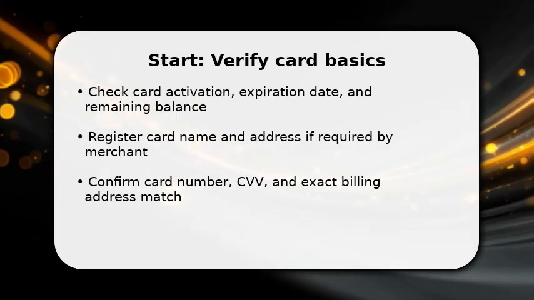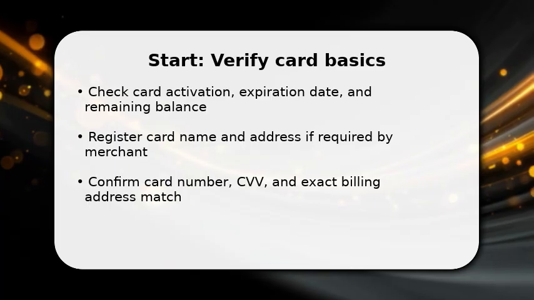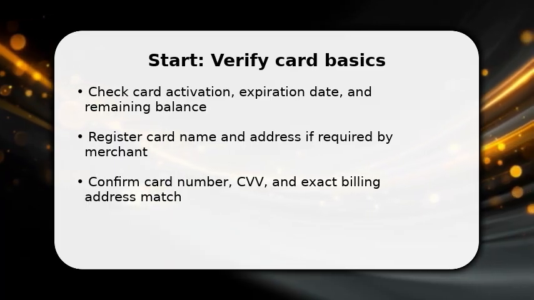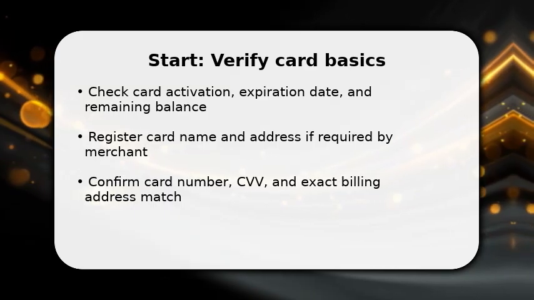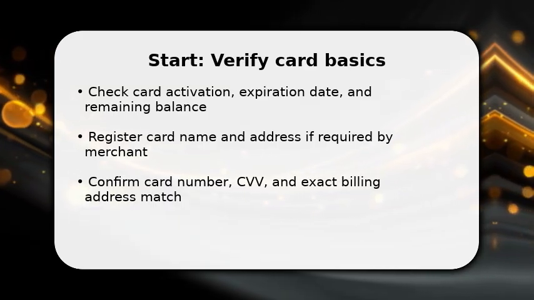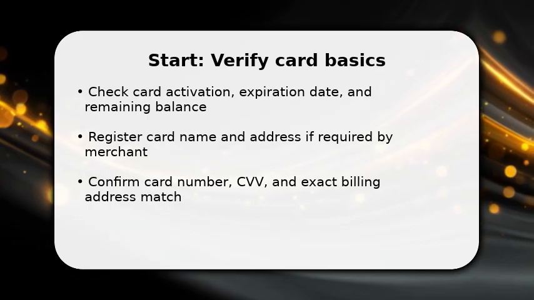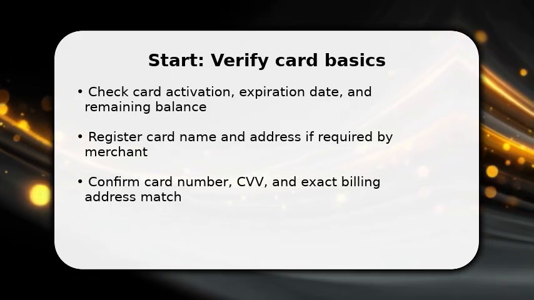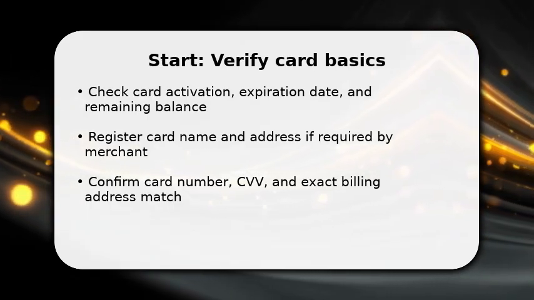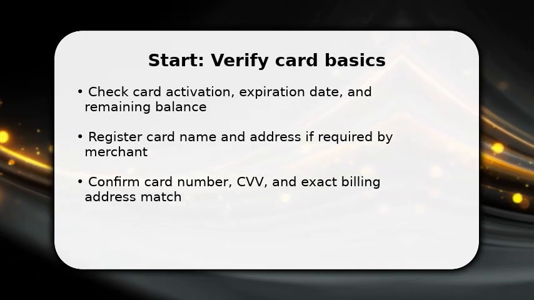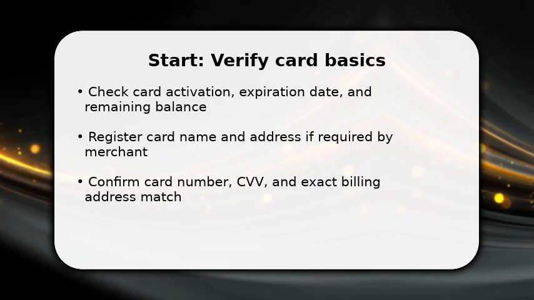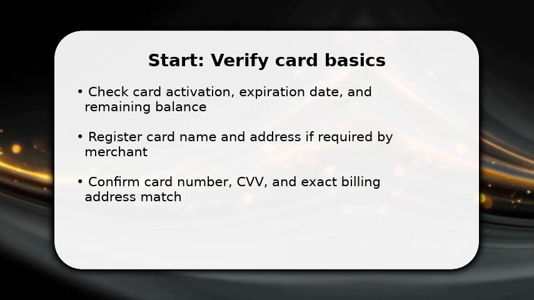You begin by verifying the card basics so transactions can proceed. First, check activation status and the printed expiration date, then confirm the current balance on the issuer's site or phone. Once done, register the card with the issuer if needed and make sure the name and billing address exactly match the merchant record. You do this because online systems block mismatches. A tiny digit error or address difference often causes failures.